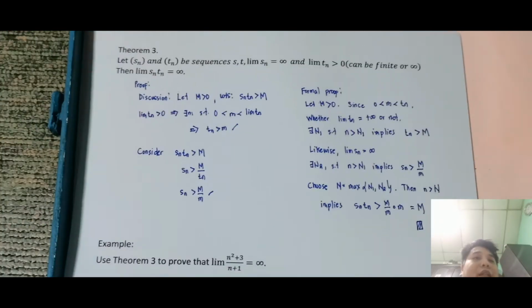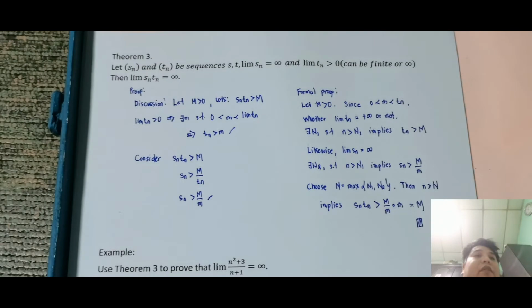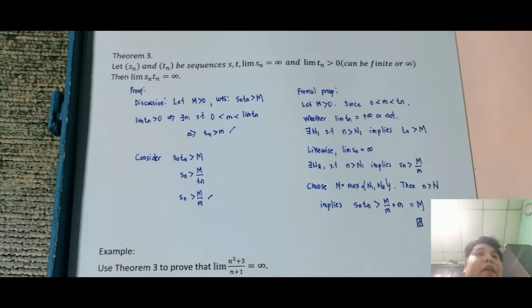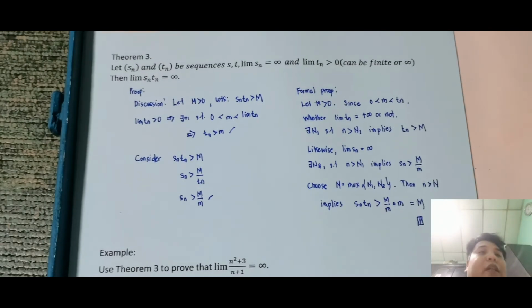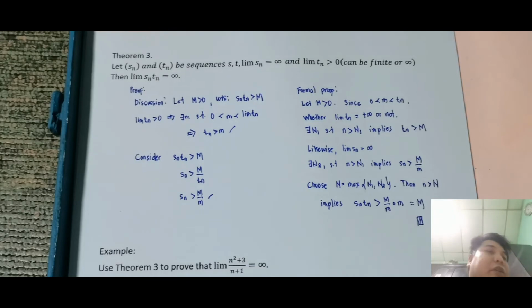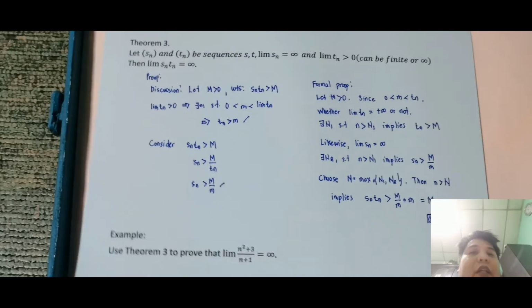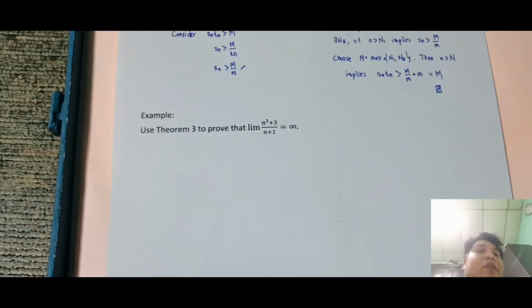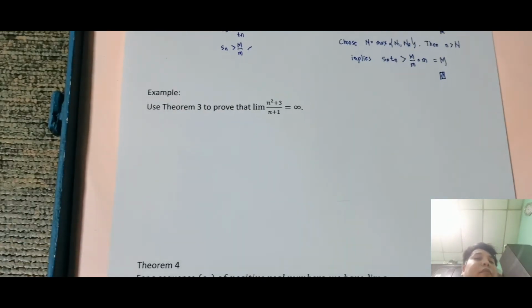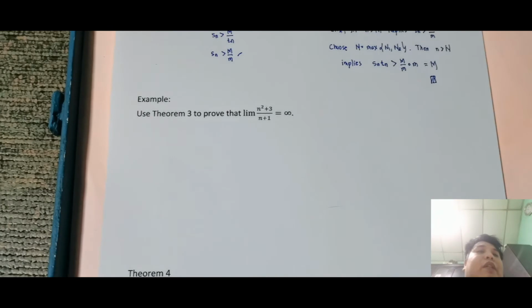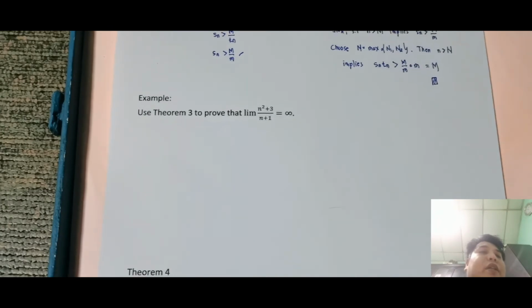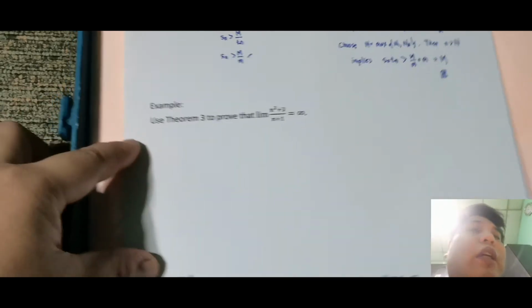So ano kailangan natin dyan? Ang kailangan lang natin is makahanap tayo ng S sub n at T sub n, where yung S sub n is infinity, yung isa naman is finite or infinity. Then yung product nila is equal to positive infinity. Ganun na yung gagawin natin dito sa example na to. So use theorem 3 to prove that limit ng n squared plus 3 over n plus 1 is equal to infinity. Okay, so let's try, no? Ito yung proof.